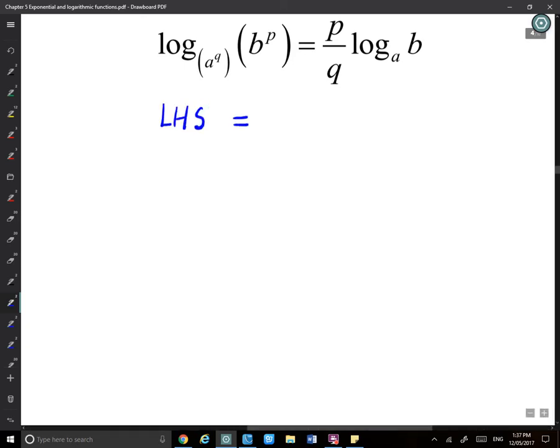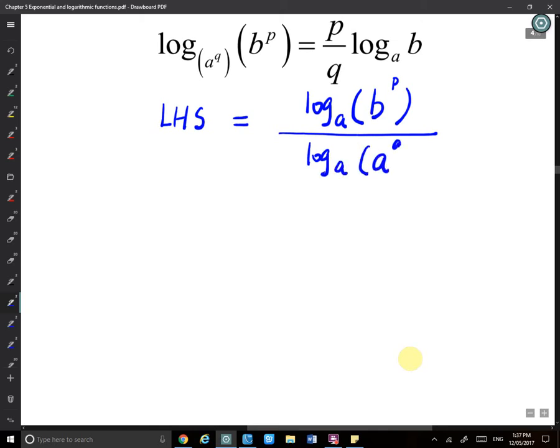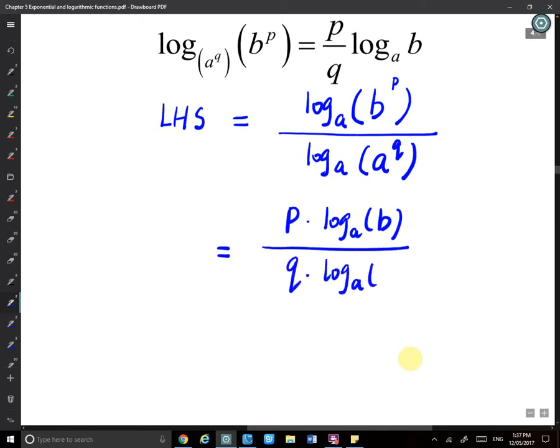Okay, left hand side will equal log A of bracket B to the power of P, over log A to the power of Q. That is P times log A B over Q times log A.